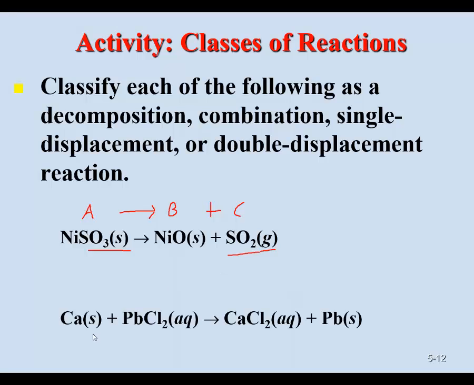Here's another reaction. Here I have calcium metal reacting with a solution of lead 2 chloride, and I end up forming a solution of calcium chloride, and I get lead 2 solid elemental metal. Now we have to be careful to look at this. I don't really classify this as a precipitation reaction, and that's because I started with a solid and I ended up with a solid. So don't classify it as precipitation.